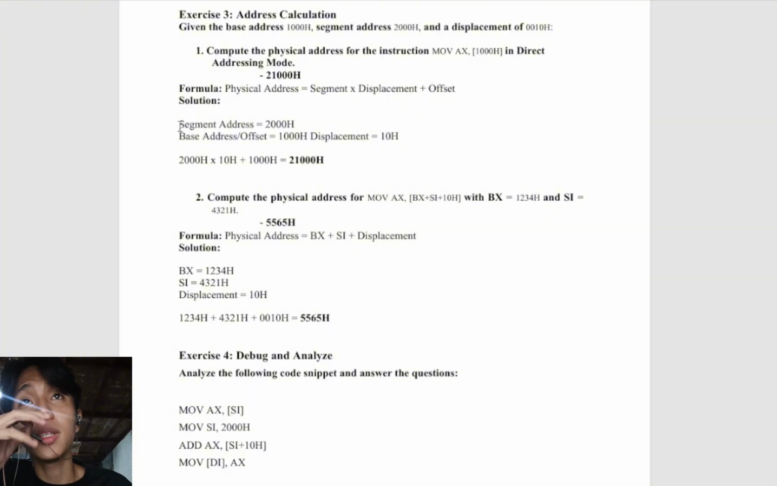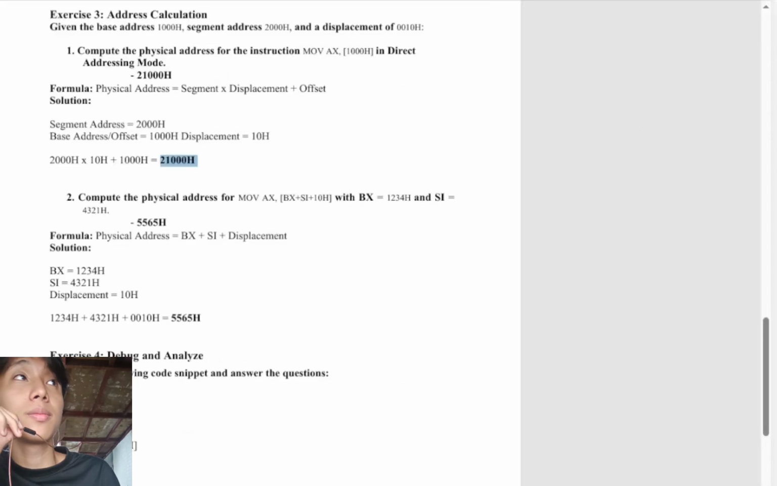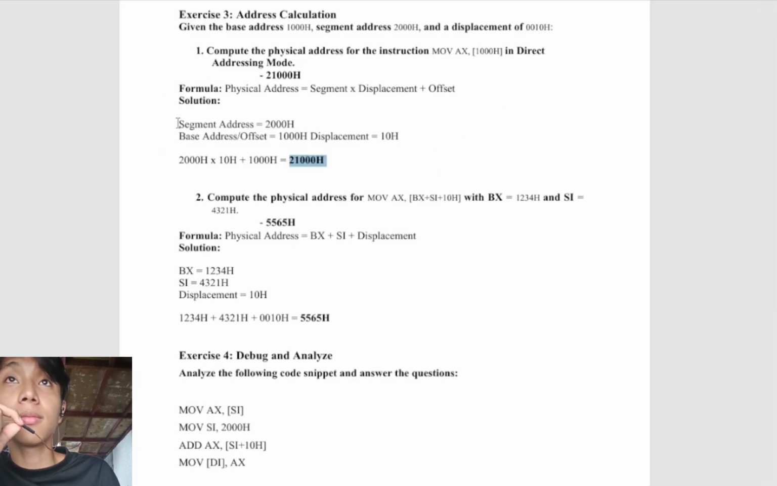So the solution is simply to provide the given. The given is 2000H segment address, then the base address or offset, which is 1000H. Using the formula, 2000H times 10H plus the offset 1000H equals 21000H. So my answer is 21000H.